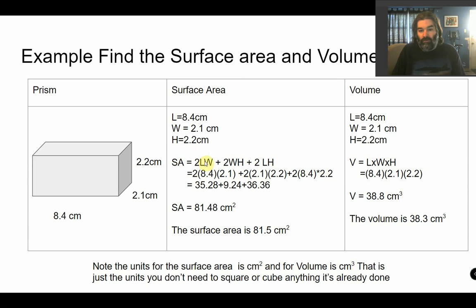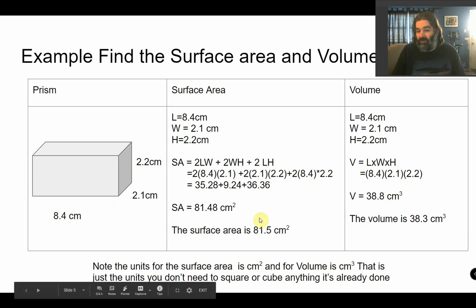So 2 times length times width is 2, length is 8.4, width is 2.1, times 2 times width times height. So 2 times 2.1 times 2.2 plus 2 times length times height, 2 times 8.4 times 2.2. Multiply them all together, then you add them, and you get an answer, 81.48 or 81.5 centimeters squared.